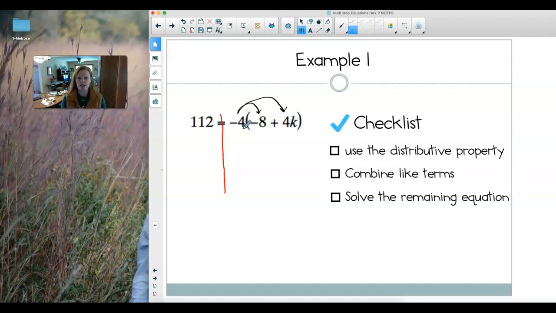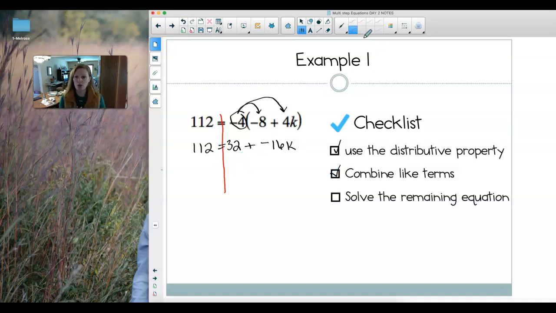So this is -4 times -8, which is positive 32, plus, because there's a plus sign, -4 times -4k is -16k. So we've used the distributive property. Now I'm going to check if I can combine like terms at all, and I don't see anything that I can combine, so I am going to check that off. There's nothing to do there. And then we're going to finish by solving it.